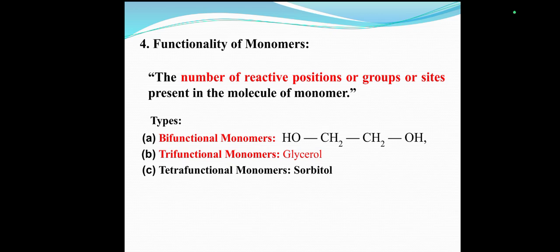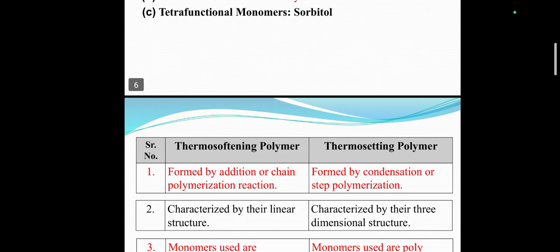So 2 OH groups with 2 carbons, that is ethylene glycol. Then 3 OH groups with 3 carbons, that is glycerol. Then 4 OH groups with 4 carbons, that is sorbitol. So here we have seen 4 important terms.